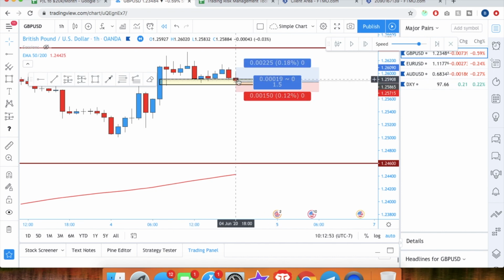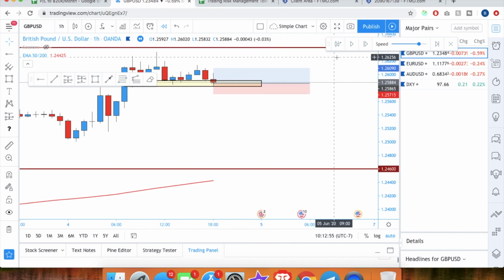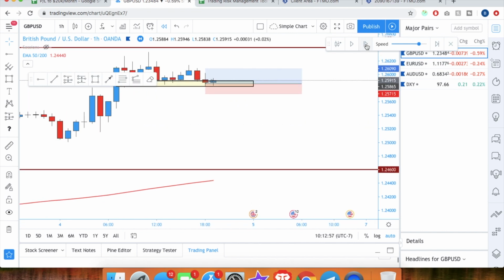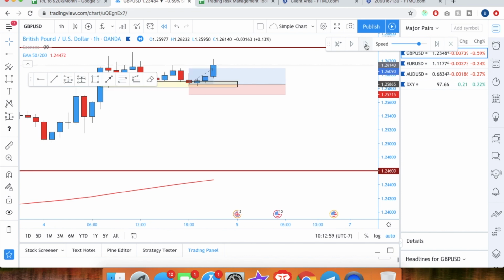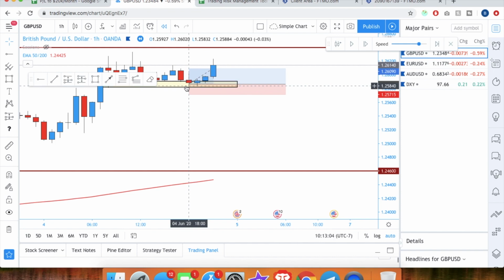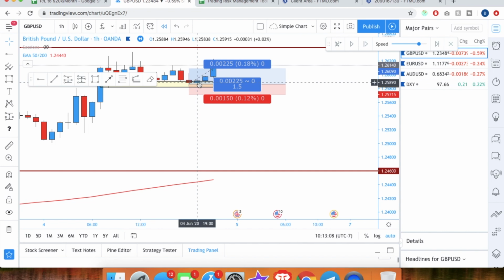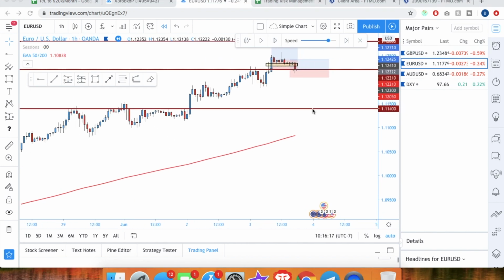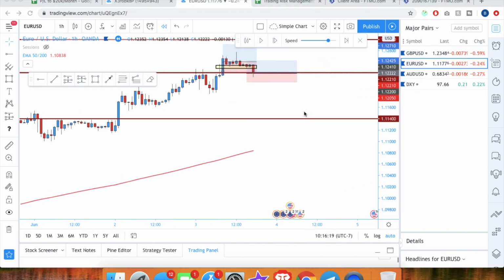Now I'm inside of the trade, and if I continue to play it, you'll see it take profit. And this happened with little to no drawdown. As you can see, the price barely got into the negative for a little bit, and then it just flew out. All right, I'll show you guys the last one, which ended up being a loser on Euro USD.